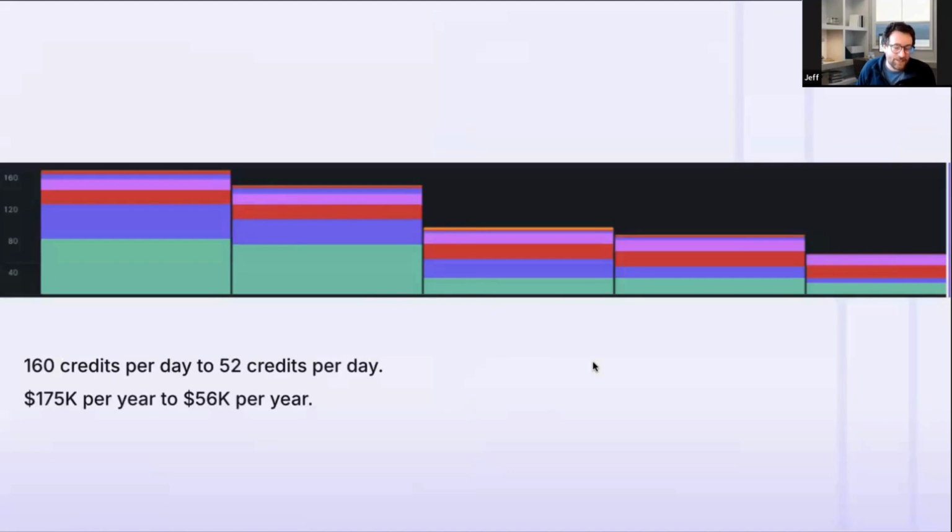This is a screenshot from a Snowflake account that was spending over 160 credits a day. By consolidating warehouses and by reducing the timeouts, those two low-hanging fruit, really simple performance tuning or cost savings mechanisms, we were able to save over 100K a year, just by doing those two simple things.